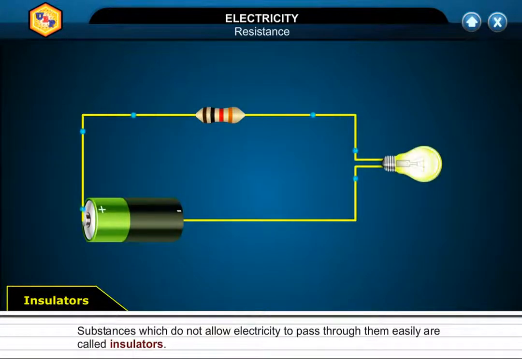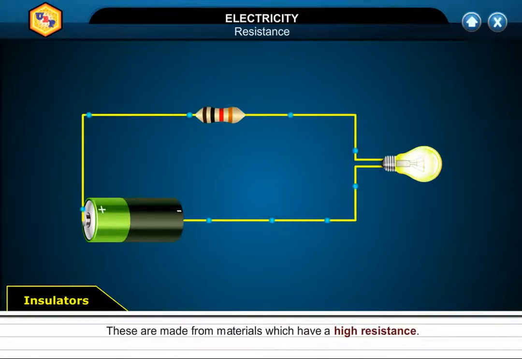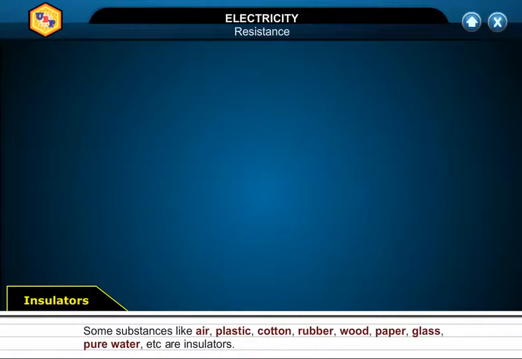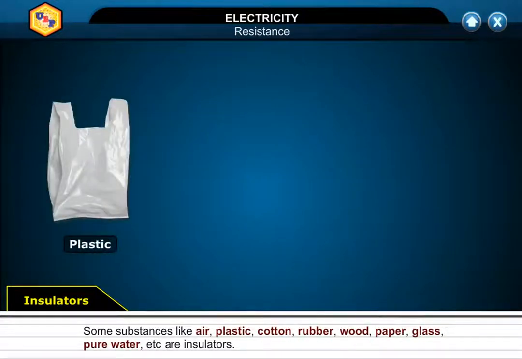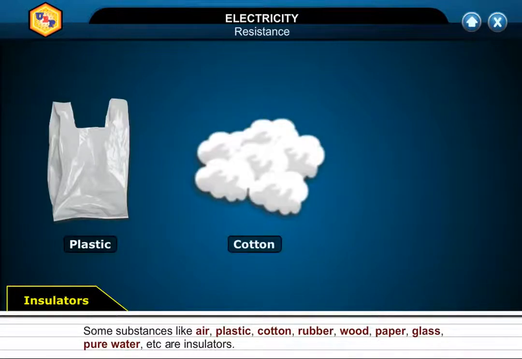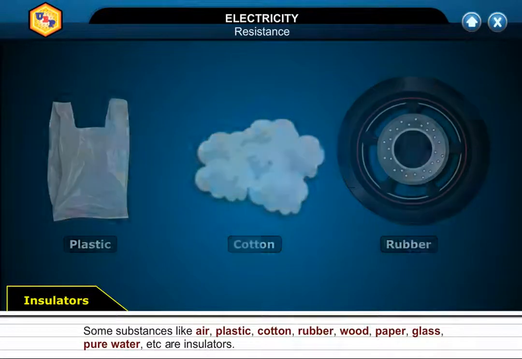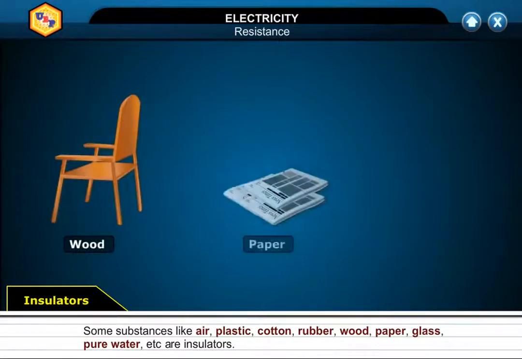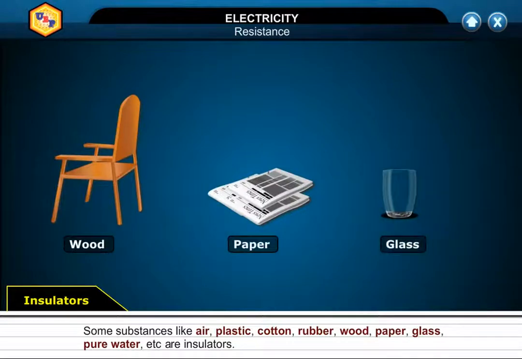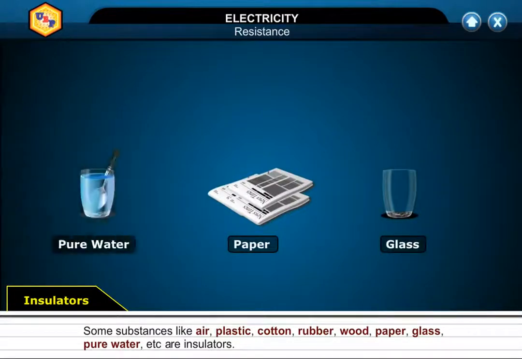Number 2. Insulators. Substances which do not allow electricity to pass through them easily are called insulators. These are made from materials which have a higher resistance. Some substances like air, plastic, cotton, rubber, wood, paper, glass, pure water, etc. are insulators.